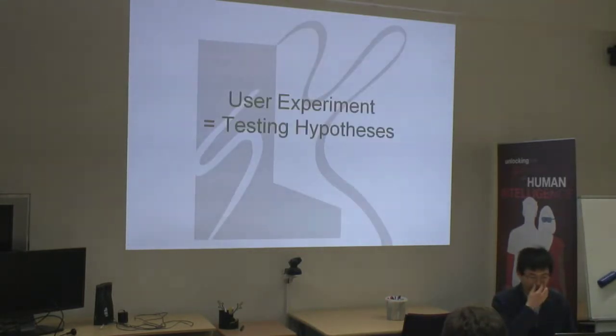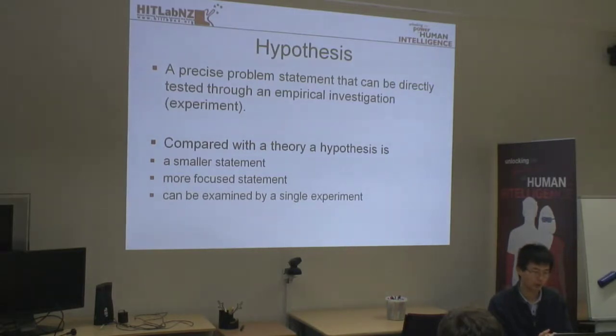So coming back to user experiment, if we boil it down, it becomes basically testing your hypothesis. The whole purpose and goal of the experiment is to test your hypothesis, whether it's wrong or correct. So it's important to set a proper hypothesis, which is the very starting point of your user experiment design. By the term hypothesis, it means a precise problem statement that can be directly tested through an empirical investigation, which means an experiment. Compared with a theory, which is a bigger chunk of knowledge, a hypothesis is a smaller, more focused statement, probably in 1 or 2 sentences, and can be examined by a single experiment.